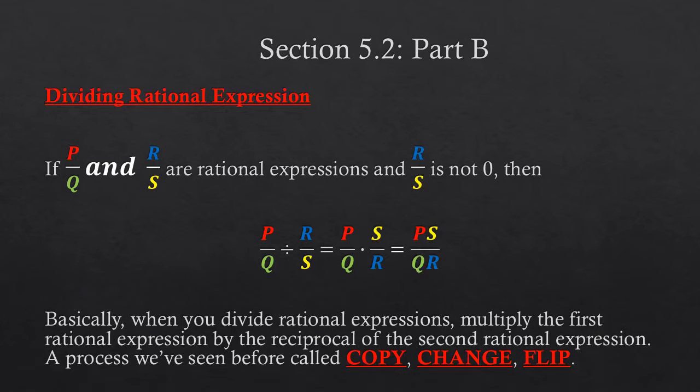Dividing rational expressions. If P over Q and R over S are rational expressions, and R over S is not 0, then P over Q divided by R over S equals P over Q times S over R, which equals PS over QR. Basically, when you divide rational expressions, multiply the first rational expression by the reciprocal of the second rational expression, a process we've seen before called copy, change, flip.